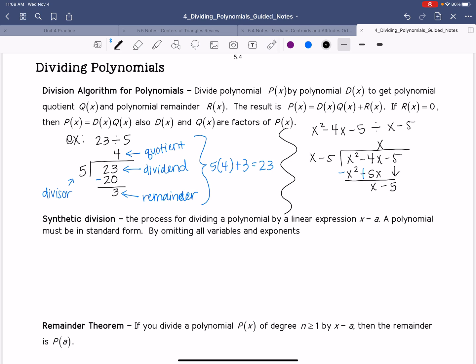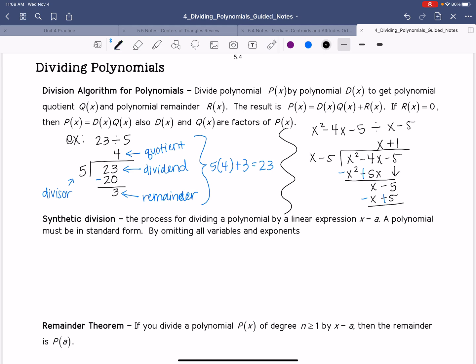So now I'm going to ask myself, okay, how many times does x go into x? Or what do I need to multiply x by to get an x? Again, hopefully we're thinking +1. So then we have a +1. Multiply it back. So we're going to get 1 times x gives me an x. 1 times -5 gives me a -5. We are subtracting, so you need to switch both signs. And then we add these.